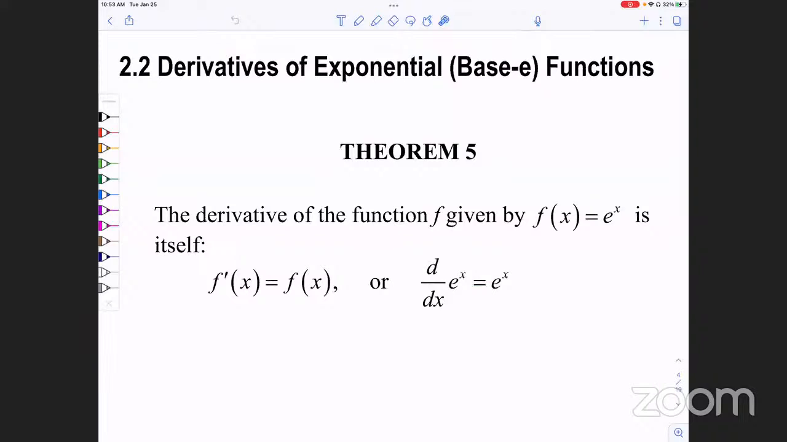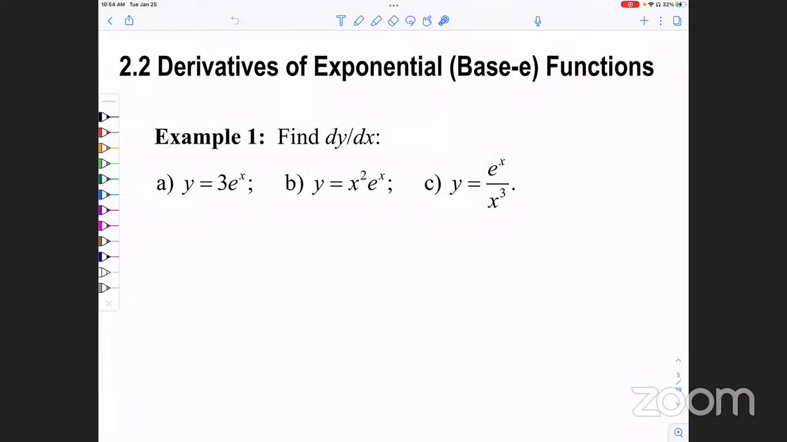So we have this theorem. It says the derivative of the function given by this is going to be itself. So that's just the derivative of e. f prime is equal to f. In other words, the derivative of e to the x is e to the x. Let's see this in application. So we're asked to find these derivatives. For part A, we're doing this thing again.